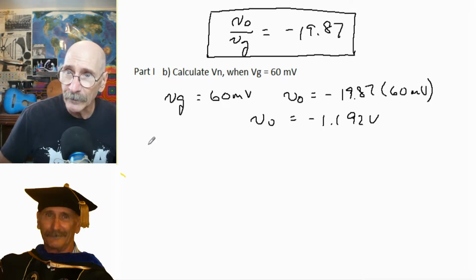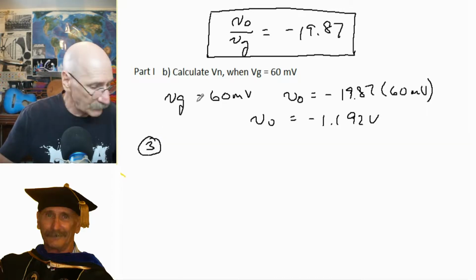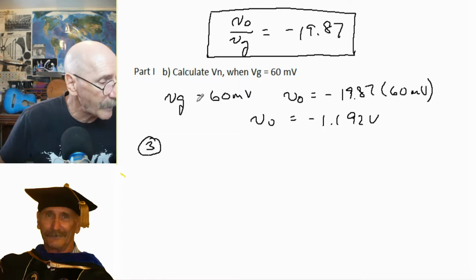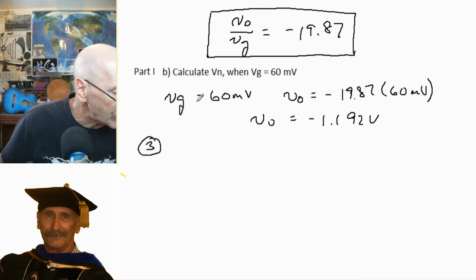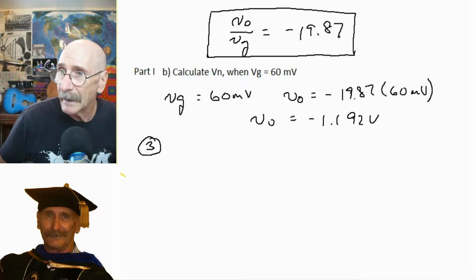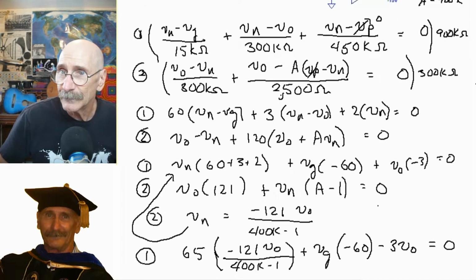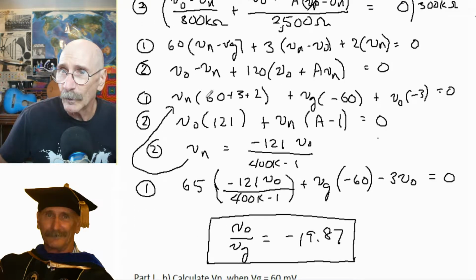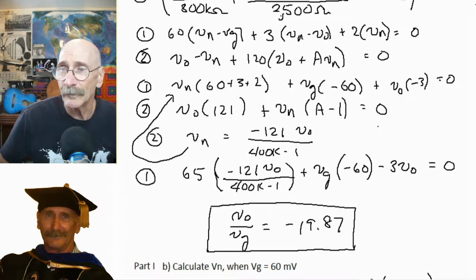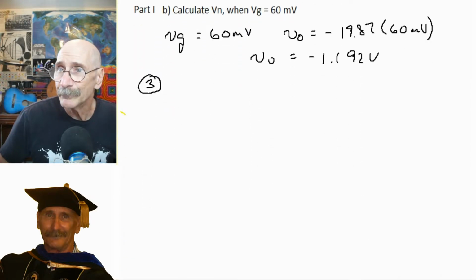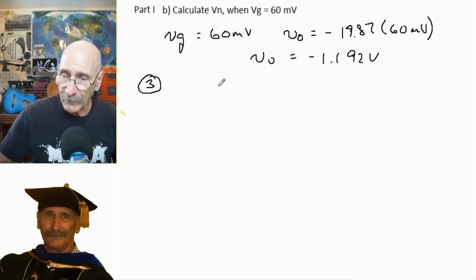Another thing that we're going to do is modify one of our equations, and I'm going to call it equation 3. Let's go get the equation that we have for this. It's going to be equation 1, but a modified version of it. So equation 1 here is Vn times 65 plus Vg times minus 60. So we're going to use that one because we already have a V out and a Vg, so those are going to drop out and we're just going to get Vn. So that's pretty easy to do.